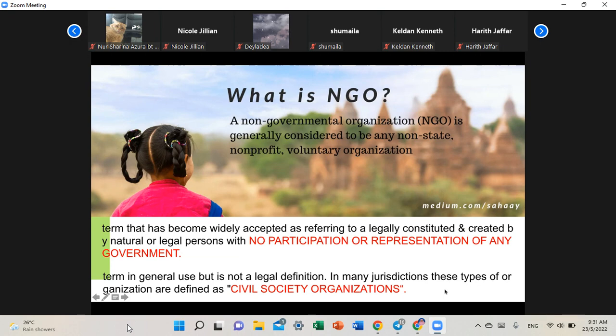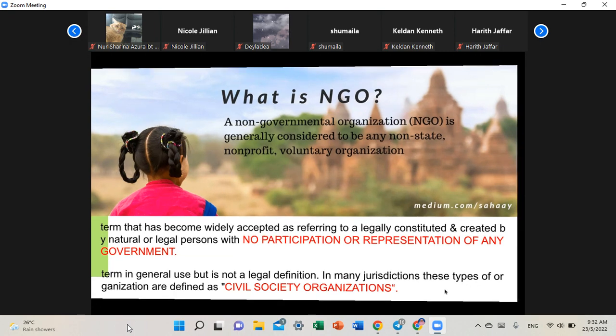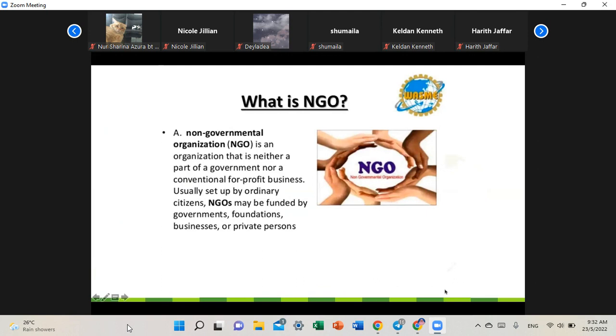It is a term in general use, but it is not a legal definition. In many jurisdictions, this type of organization is defined as a civil society organization. Like I said, for NGOs, mostly the members comprise civil society people. Remember, democracy is heavily dependent on civil society. So without civil society, democracy will not prevail. It will not be sustained.